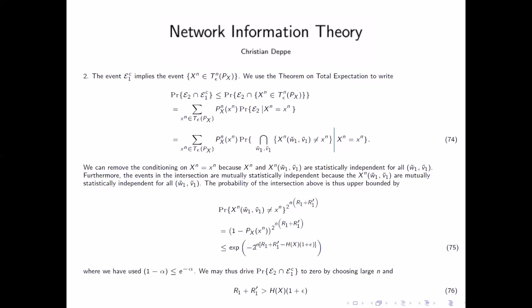Let's look at this. When does it go to 0? This goes to 0 by choosing large n, and if we choose R1 plus R1 prime bigger than H of X times 1 plus epsilon.